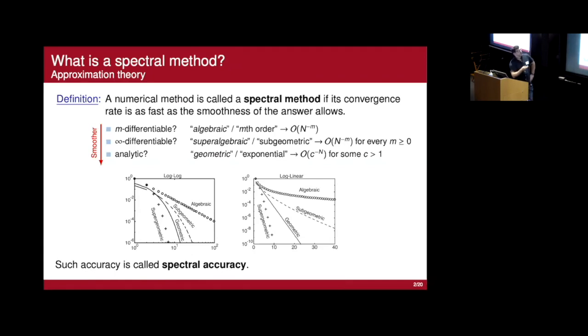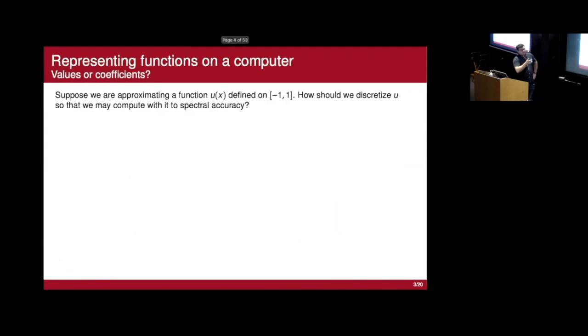And so numerically computing to try to get spectral accuracy is really all about how you want to represent a function on a computer. There are a few ways we could do it. I'm going to focus on two schools of thought. So suppose we're approximating a function, u of x, defined on the interval -1 to 1. How should we discretize this so we can compute with it to spectral accuracy, to an accuracy that's as fast as is allowed by the solution?